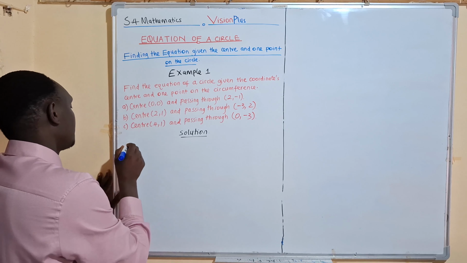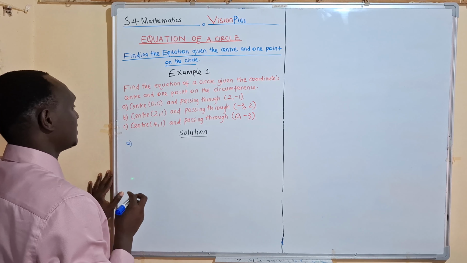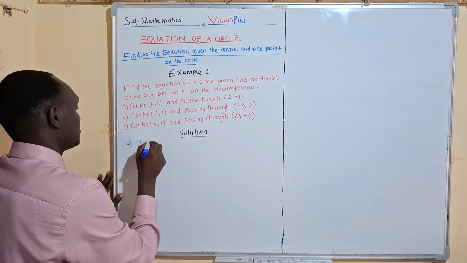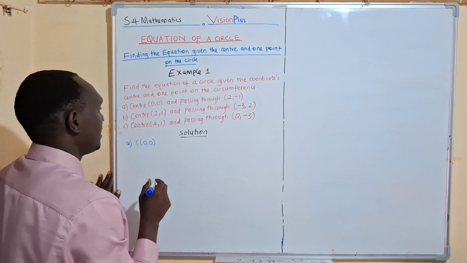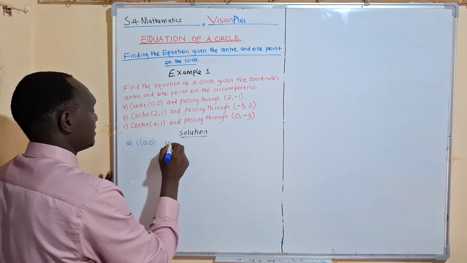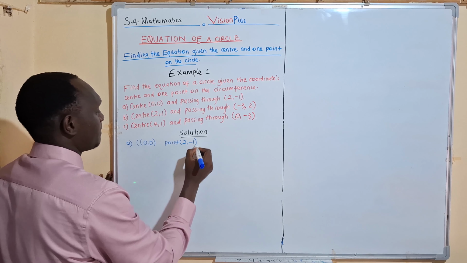So for part A, we are given the center, which is 0, 0, and then the point on the circumference. We just say the point on the circumference is 2 and negative 1.